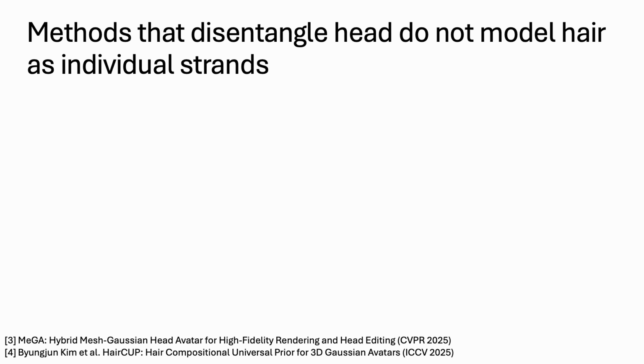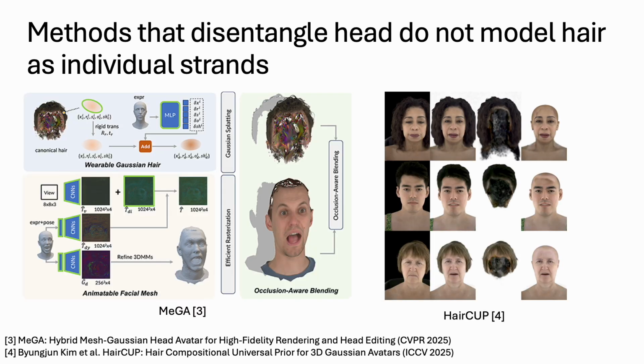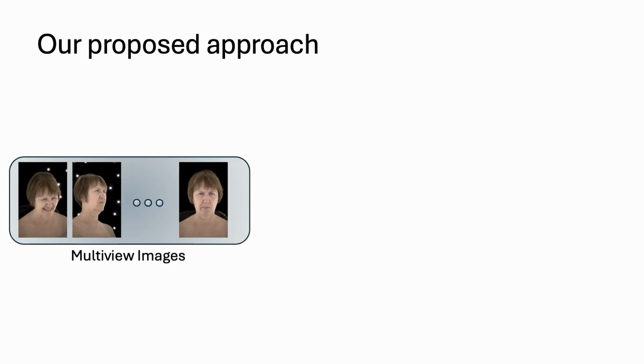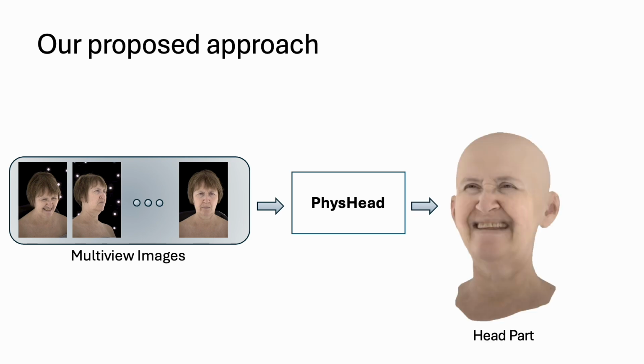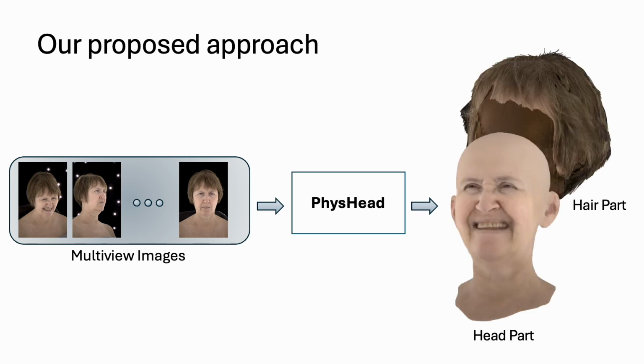Concurrent methods like Haircup and Mega that try to disentangle the face and hair region achieve impressive avatar results, but they do not model hair with a representation that can be animated by physics to extrapolate to novel poses and external forces like wind. Our method addresses this gap by using a strand-based representation for head avatars. We propose the first method to reconstruct animatable head avatars with a strand-based representation from multi-view images.